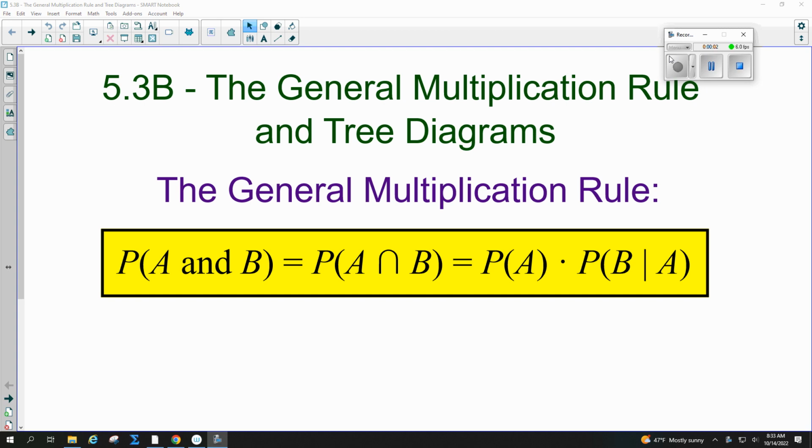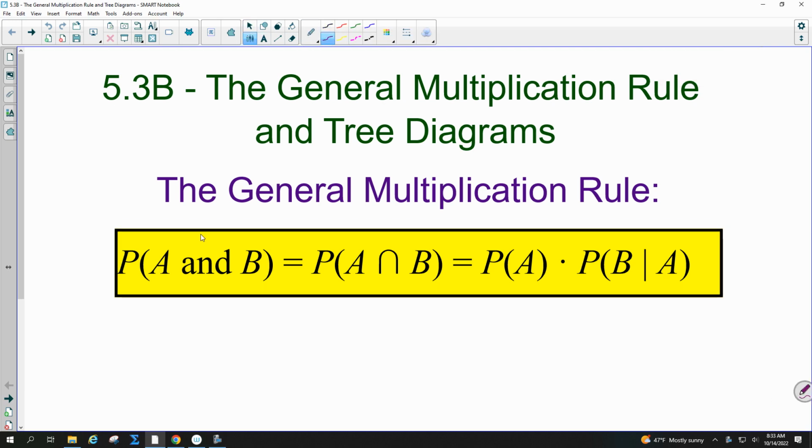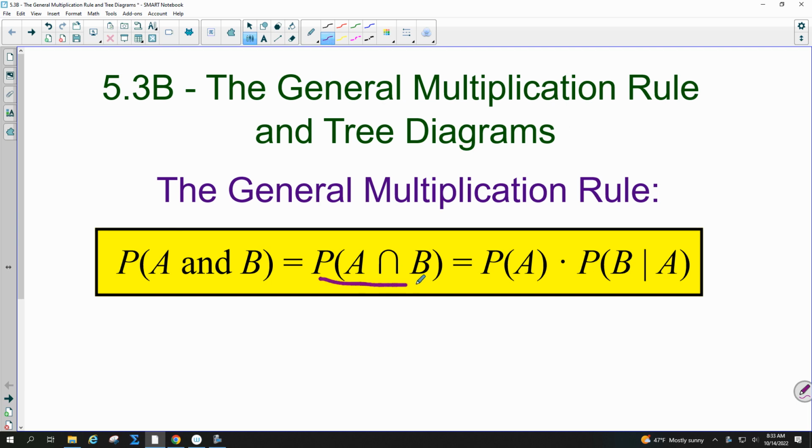The general multiplication rule and tree diagrams. So "and" can sometimes mean both and other times mean multiply. All right. So for the multiplication formula, the probability of A and B is the probability of A times the probability of B given A.